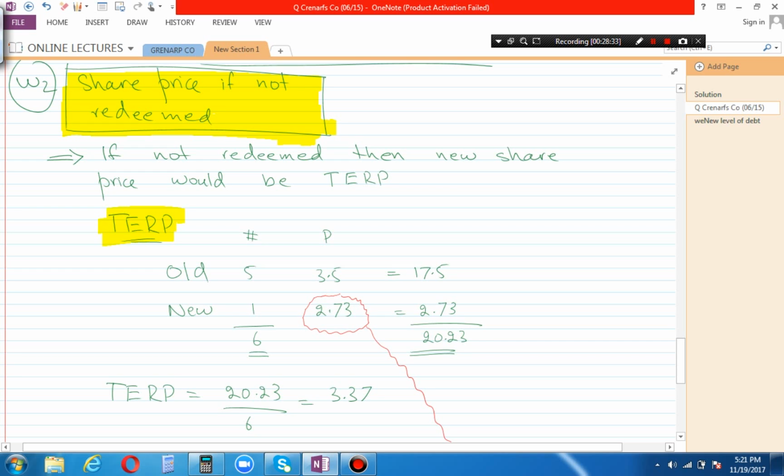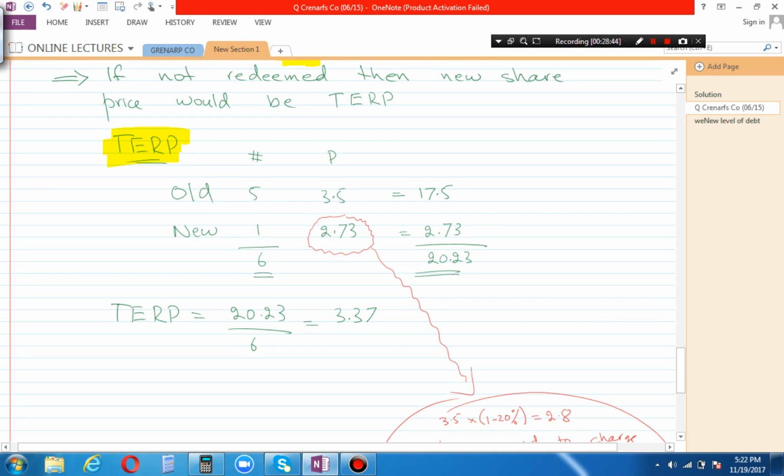So if we do not redeem the loan notes, the share price would be the theoretical ex-right price. And if you calculate your theoretical ex-right price, it is basically the weighted average of the old share price and the new share price, and the old number of shares and new number of shares. And as the question says, it is a 1 for 5 rights issue, which means if you have 5 old shares, you will get 1 new share.